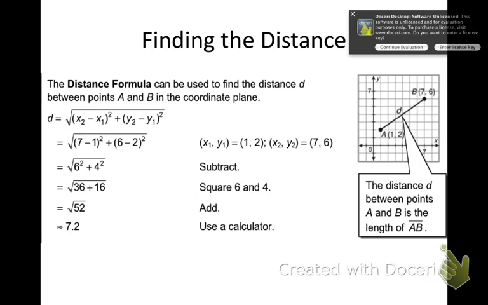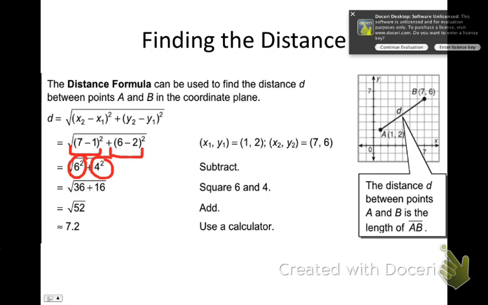Next, I'm going to find the distance here. Alright? So using the distance formula, I'll first show you how to use the distance formula, then I will show you how to use the Pythagorean theorem as well. The distance formula can be used to find the distance, d, between points A and B in the coordinate plane. The biggest thing you have to remember here is take your x values together, take your y values together. You're going to subtract them. Subtract them. And then you square the terms.